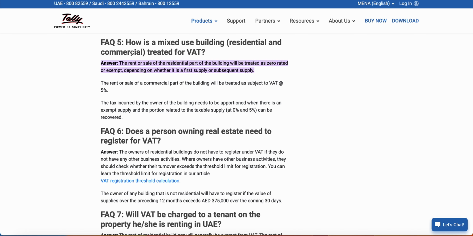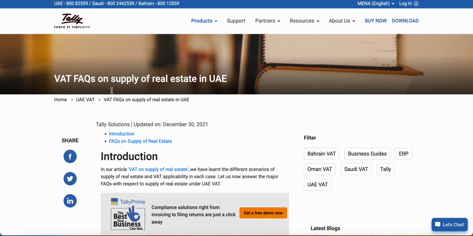So there will be a bifurcation or division, meaning the rent or sale of residential part of the building will be treated as zero rated or exempt, depending on whether it is the first supply or the subsequent supply. If it's subsequent supply, it will be treated as exempt supplies. The rent or sale of commercial part of the building will be treated as subject to VAT at the rate of 5%, even if it's first supply or subsequent supplies. So this is how real estate will be taxed under VAT.